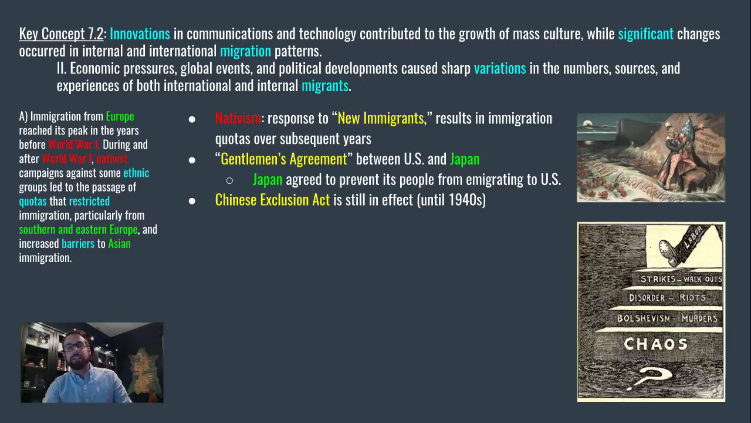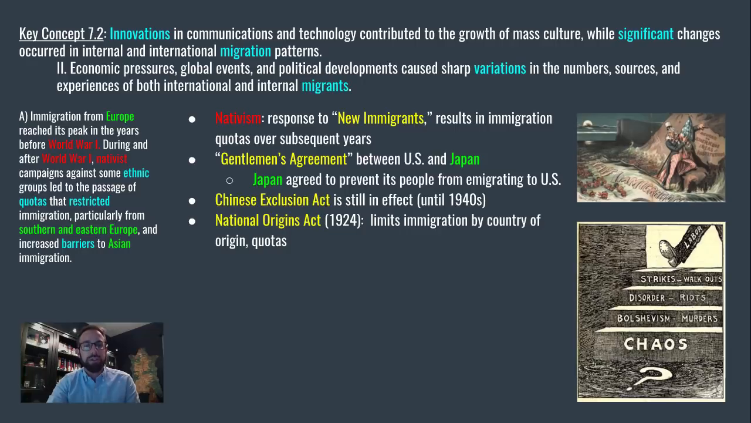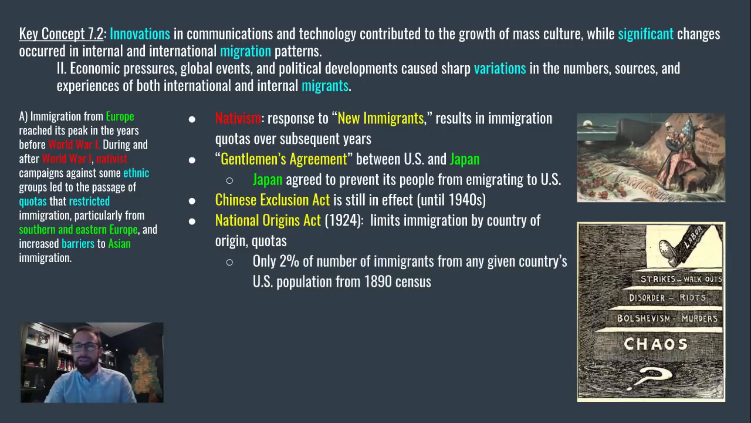Now, one of the biggest things, and that is very particular to the 1920s and the era that we're in now in period 7, has to do with something called the National Origins Act, put into place in 1924. And this is one of those immigration quotas that I referenced a little bit ago. Here's the way it worked: they wanted to put an immigration limitation into place that would make sure that immigrants could come over, but not immigrants from certain areas. So here's the way they worked it. The government said that only 2% of the number of immigrants from any given country's U.S. population from the 1890 census could come.